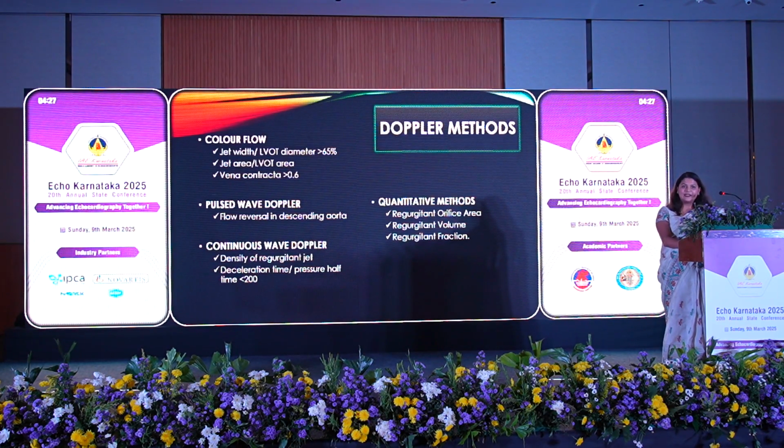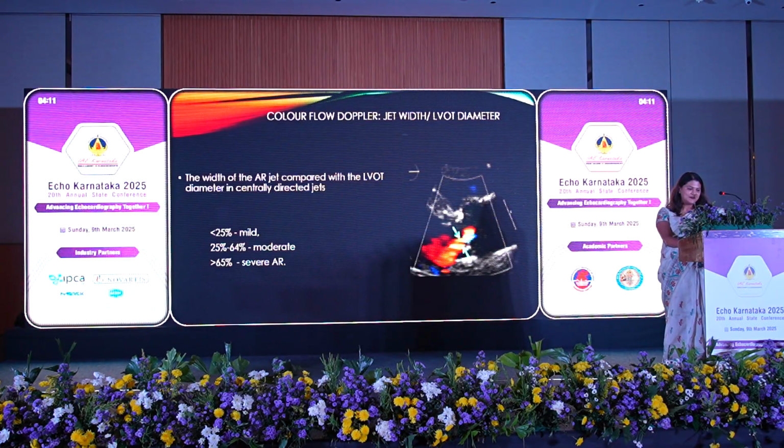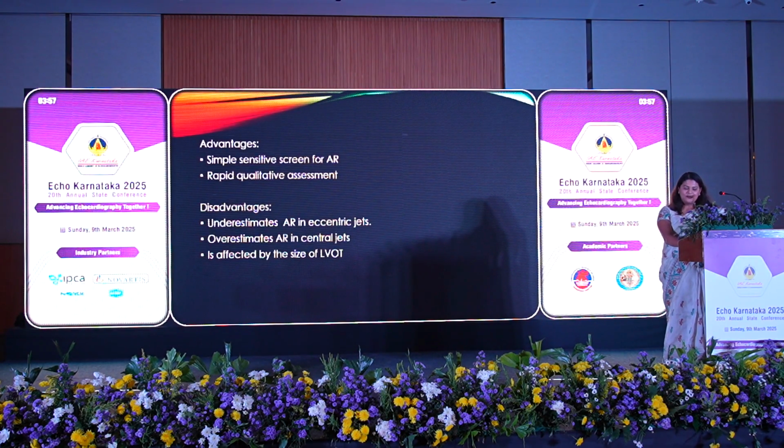Doppler methods predominantly help to assess the severity. There are few qualitative, few quantitative and semi-quantitative parameters or tools that we use to assess the severity of AR. Color flow Doppler being the most common, semi-quantitative, not very specific. Few parameters are very good to assess. Jet width and LVOT diameter can be assessed, and anything more than 65% would account for a severe aortic regurgitation. The problem with this tool is it underestimates AR in eccentric jets and overestimates in central jets. That is why it is semi-quantitative.